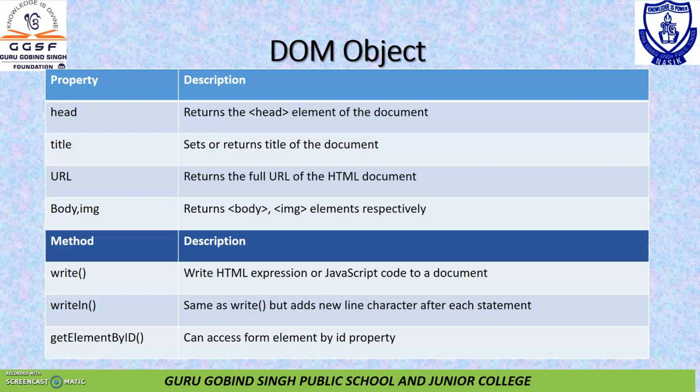You can write something on the document with the write method. Then what is the difference between write and writeln? It will write on a new line. Ln will just add a new line character after each statement.